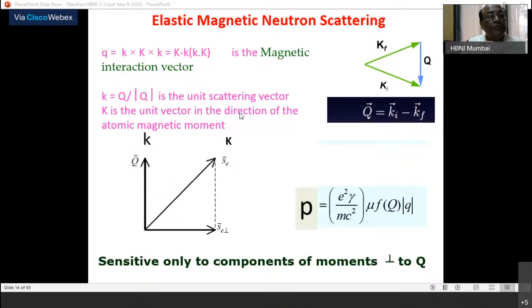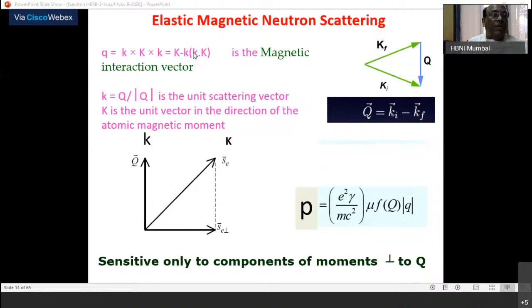And what is capital K? It is the direction of the magnetic moment. That's why I have written here capital K. So capital K is the direction of the atomic or ionic magnetic moment, the dipole moment, sitting in a particular atom or ion in your sample. So this is the direction of capital K, and so there's a mix. This is small k. This is capital K. Small k is along the Q vector. So then, if you take this, this is a cross product, and it comes like this.